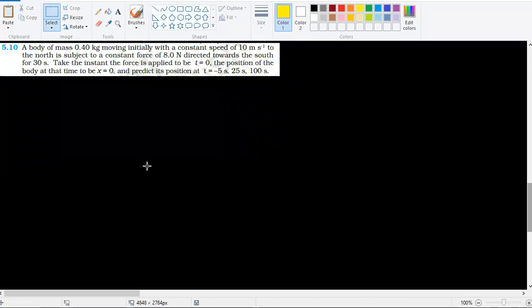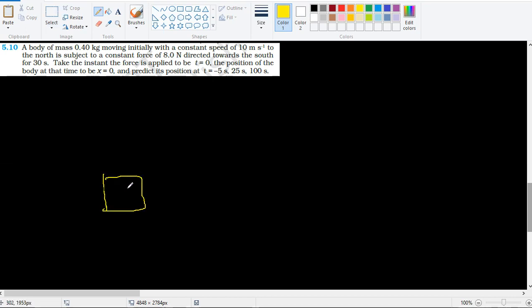A body of mass 0.4 kg moving initially with a constant speed of 10 meter per second to the north is subject to a constant force of 8 Newton directed towards the south for 30 seconds. Take the instant the force is applied to be t is equal to 0. The position of the body at that time to be at x is equal to 0 and predict its position at t is equal to -5 seconds, 25 seconds, 100 seconds.